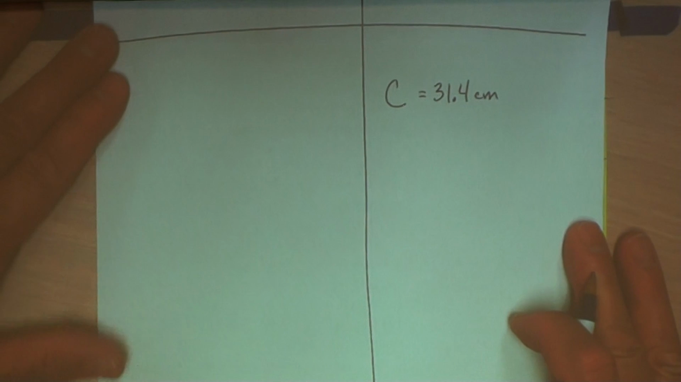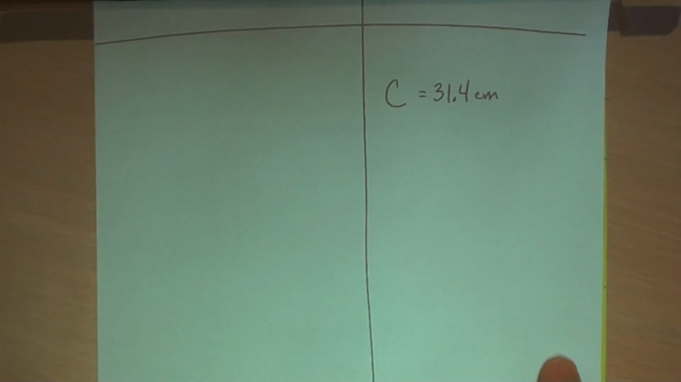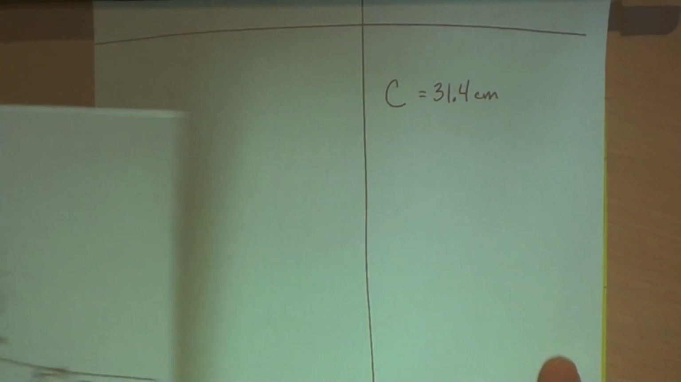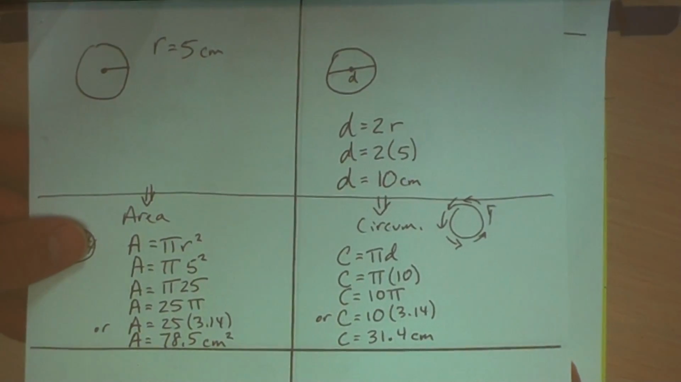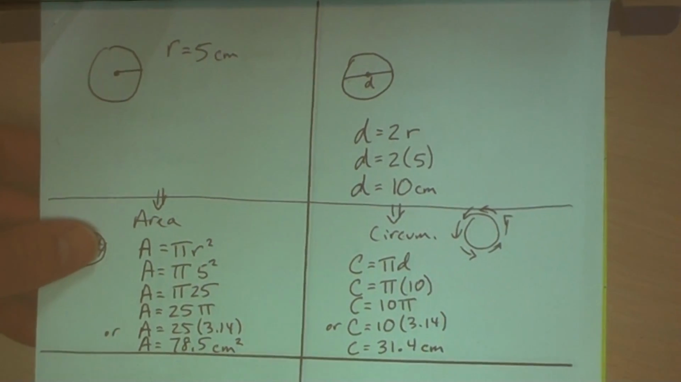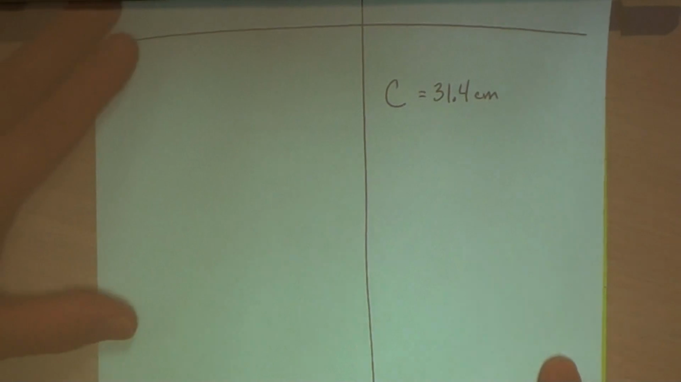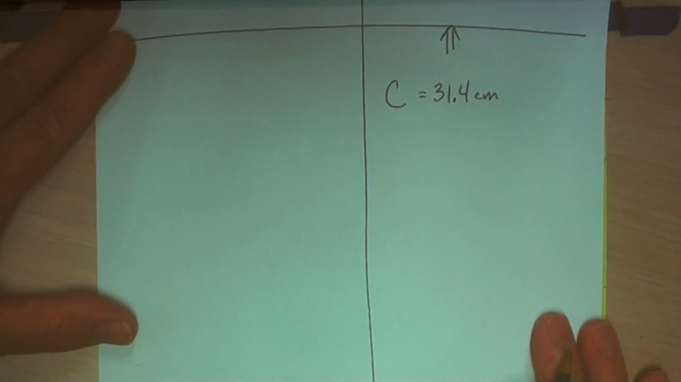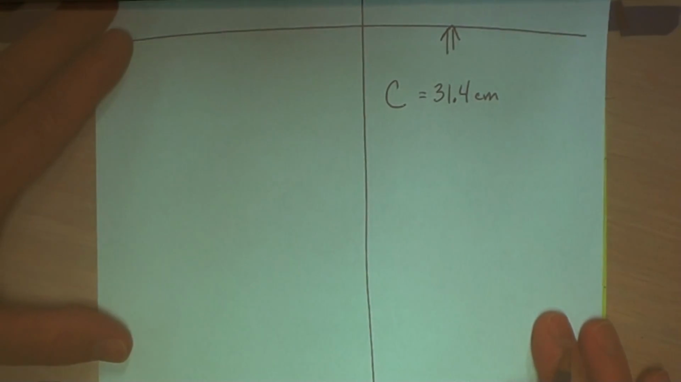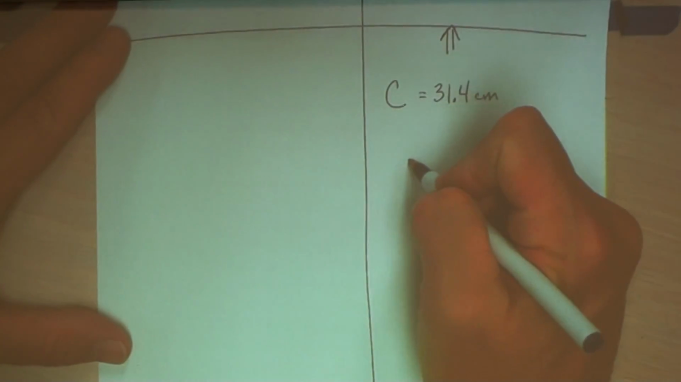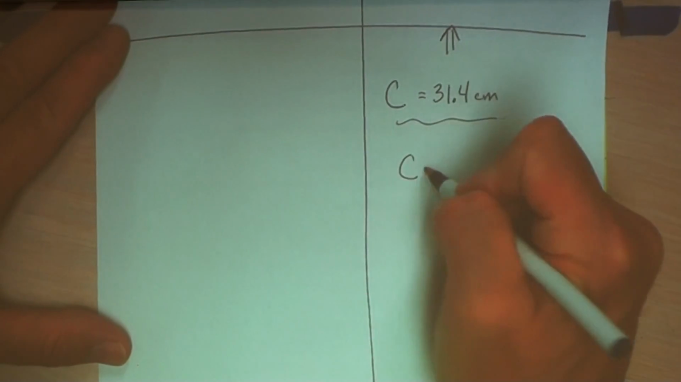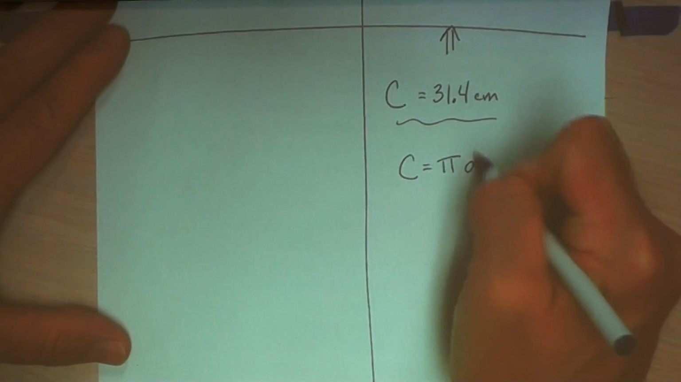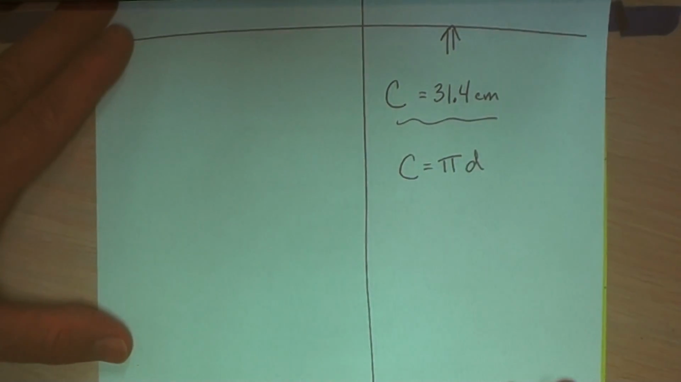Well, we've seen the relationship in our previous problem between the diameter, which is used to find the circumference. So now we will use the circumference to work backwards and find the diameter. We know that the circumference is equal to pi times d. Step 1 is always to write the formula.